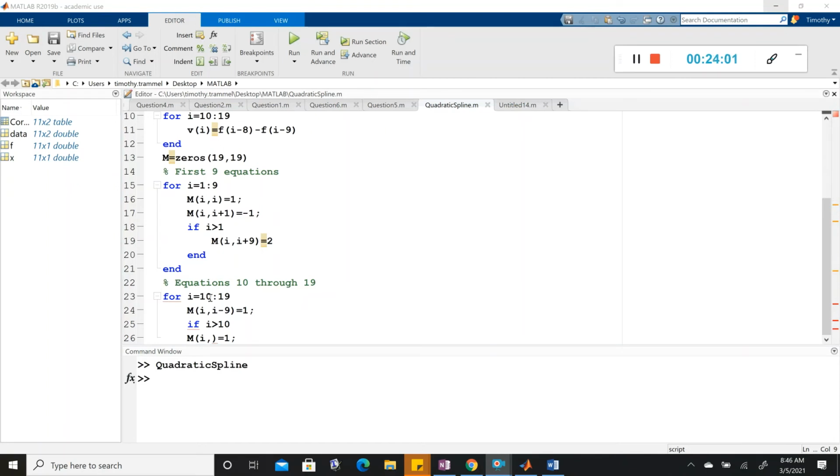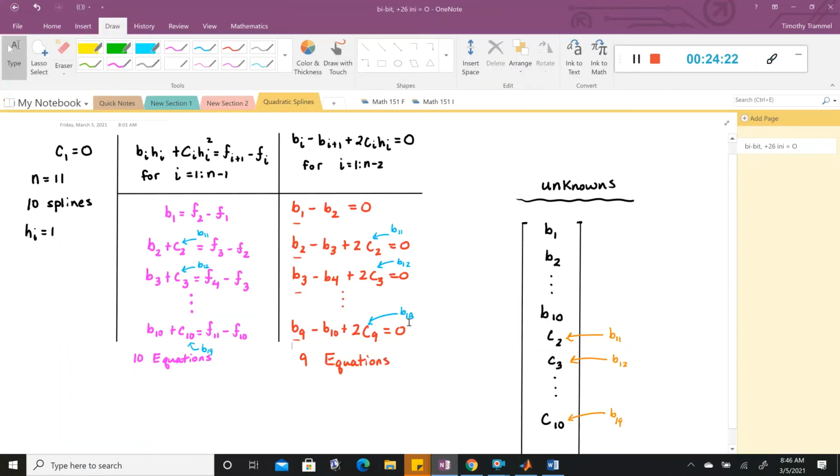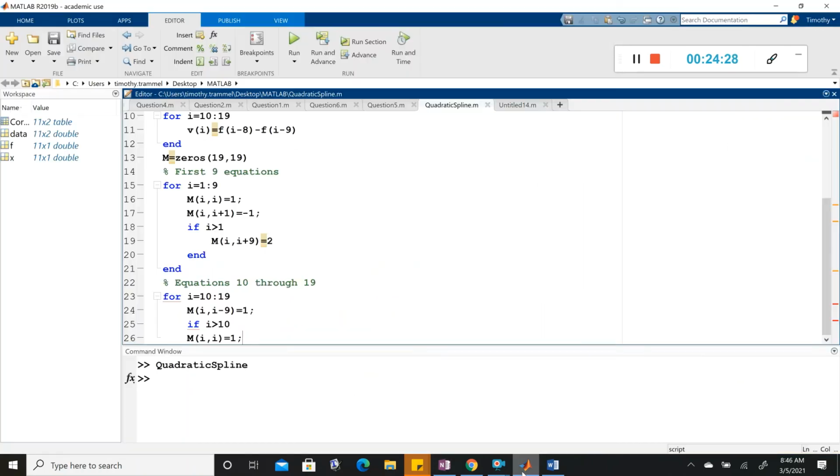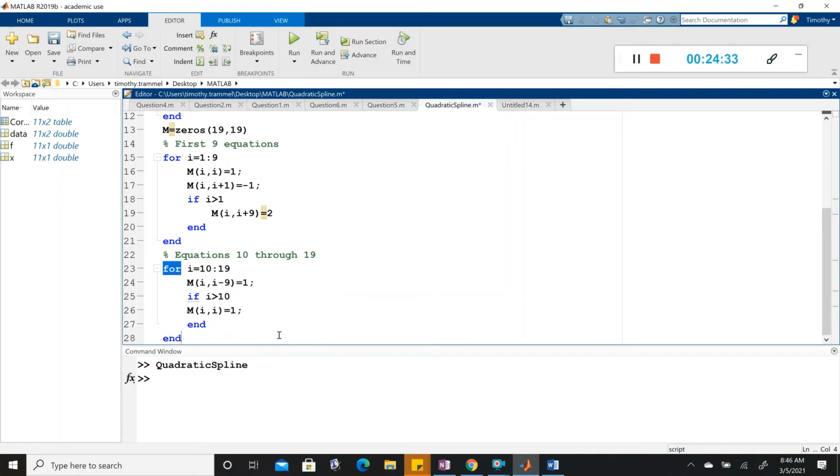Now notice if you were to let I be 10, it's not going to do this next part. But once you have I equals 11, that's what we want to be on, is the 11th column. So this is just going to be M of I comma I. And we want to end with I being 19 here. B19 was the last one. Or sorry, it says B19 for C10 there. There we go. All right, so that takes care of that. We need to end the if statement, end the for loop. Okay. And so we've taken care of everything. We've created that M.